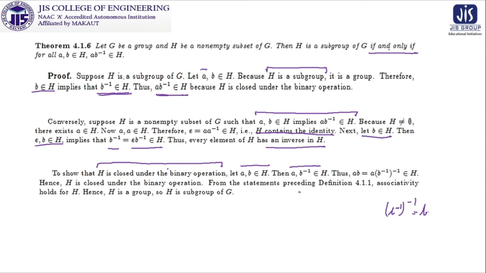Now, from the statements preceding definition 4.1.1, that means the definition of subgroup, associativity also holds. So ultimately, we have proved associativity, identity, inverse, and closure. So we can say that it is a subgroup of G. So this completes the proof.